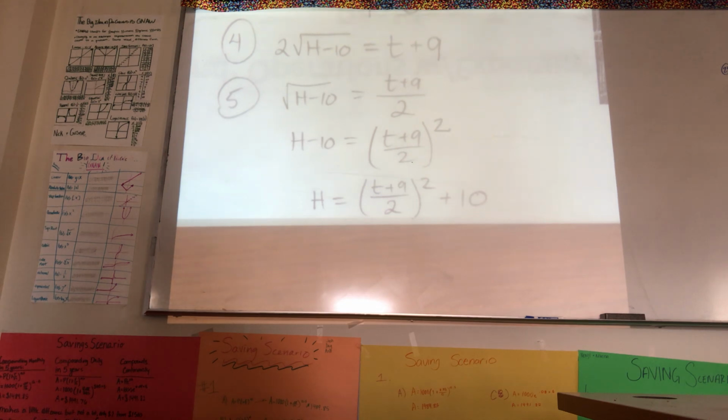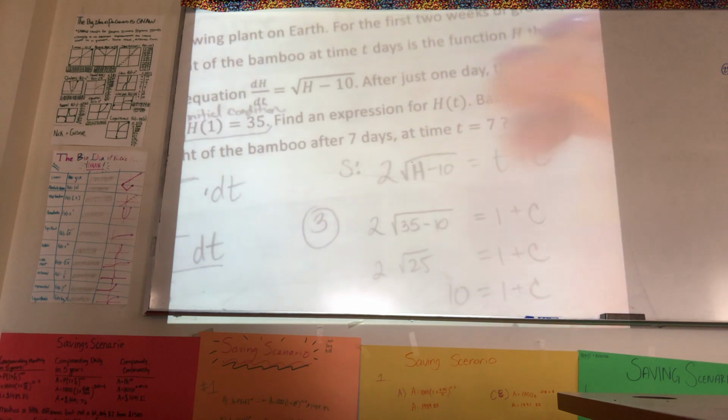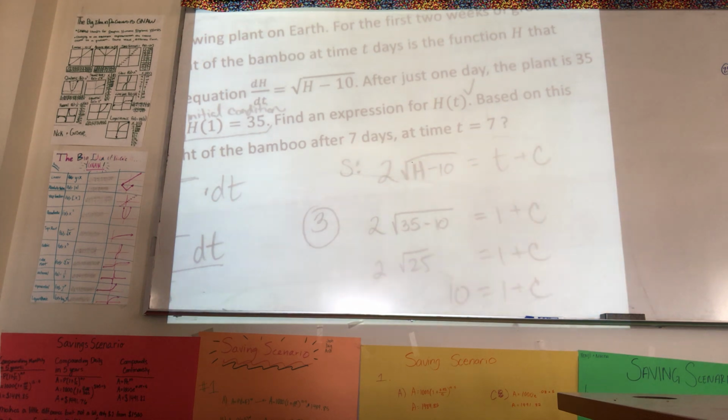Okay, there's a question though. Find an expression for H of T, check. That's what I did, right? I found an expression for H of T. Okay, based on this model, what is the height of the bamboo after 7 days, so T equals 7? So plug in 7. There you go.